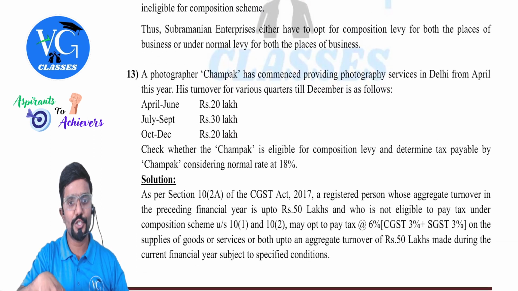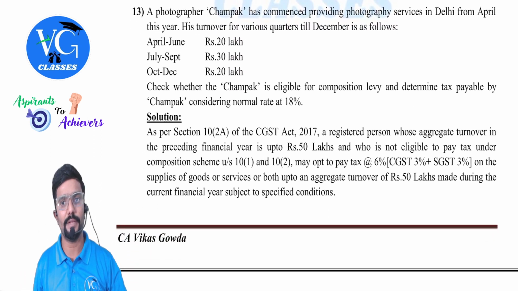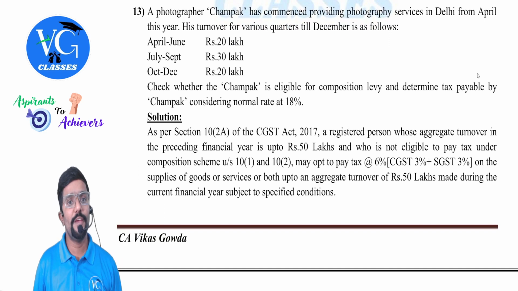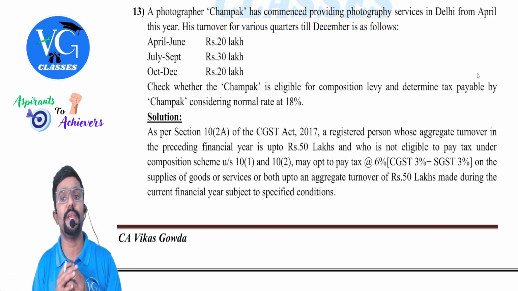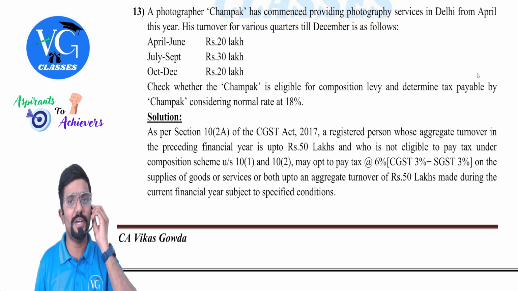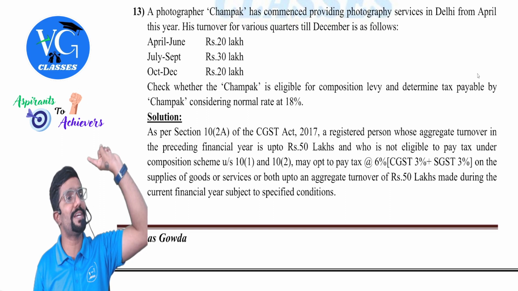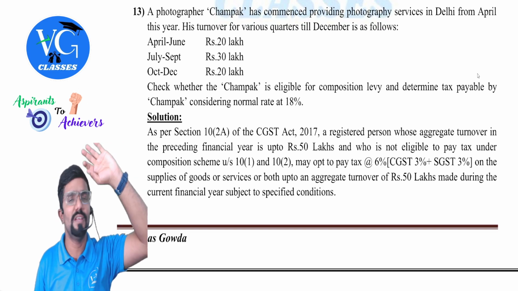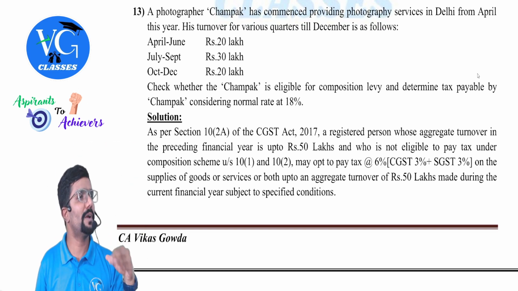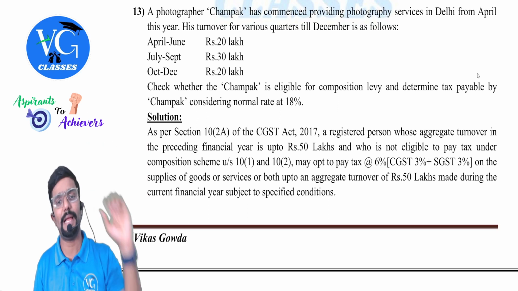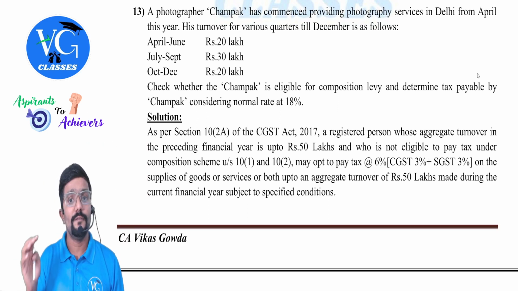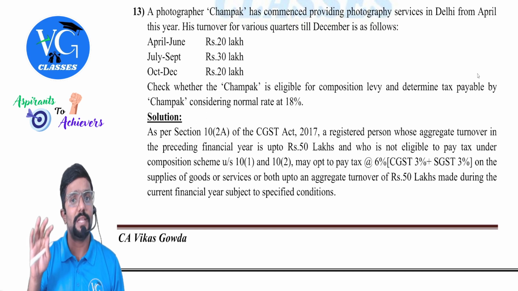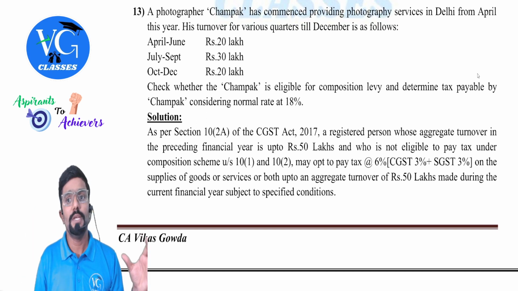Yes, we'll move to the next question, that is question number 13. A photographer Champak has commenced providing photography services in Delhi, normal state, from April this year. Photography services means straight away you will check which composition scheme: 10(2A). Will the state matter? No, because for any state, what is the limit? 50 lakh. His turnover for various quarters for the current year, that is till December, is as follows.